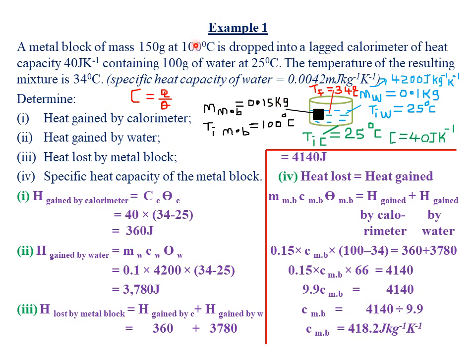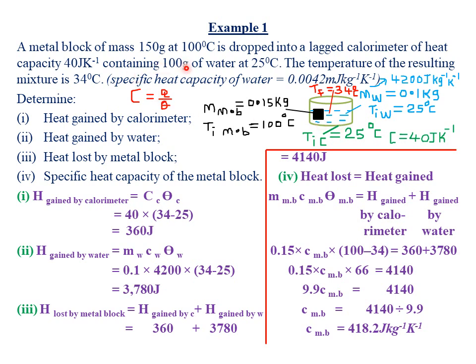At 100 degrees Celsius. So that is the initial temperature for the metal block. So the initial temperature for the metal block is 100 degrees Celsius. It's dropped into a lagged calorimeter of heat capacity 40 joules per Kelvin. So we are given the heat capacity of our calorimeter as 40 joules per Kelvin, containing 100 grams of water.